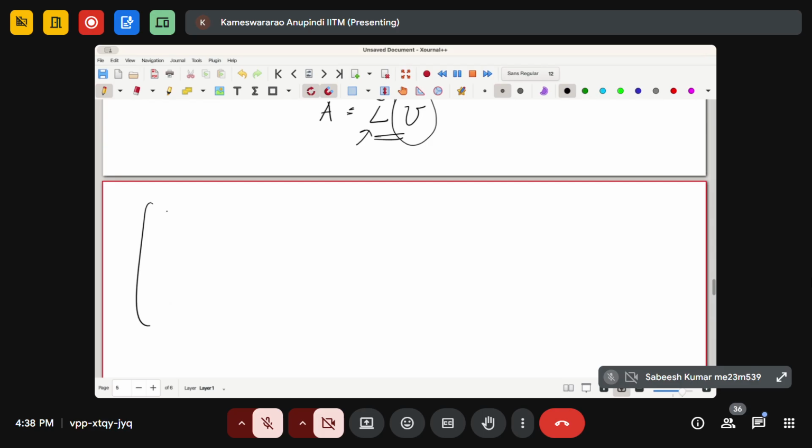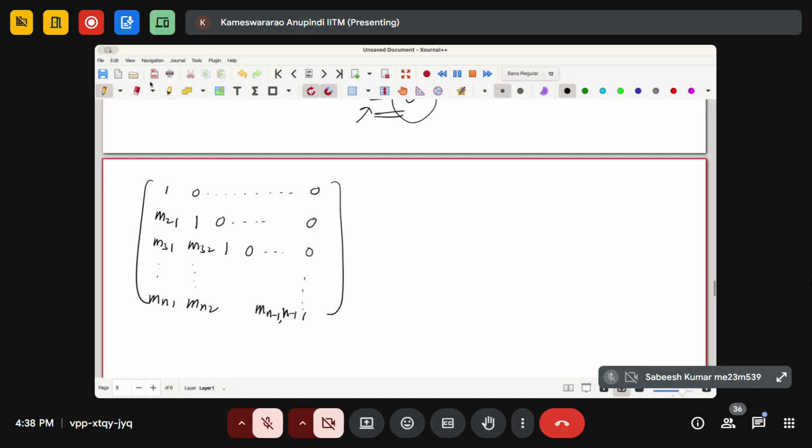let us say I have 1, 0, 0, 0, 0 all the way to 0. And then I have M21, M31, and so on to Mn1. So these are the multipliers. So instead of throwing them away after performing row operations, I'm going to keep them. Similarly, this is going to be 1, 0 all the way to 0. Then I have M32 all the way to Mn2. Then I have 1, 0 all the way to 0. And then this is going to be 1. Okay, so these are all my multipliers. And then one before that is going to be Mn minus 1, N minus 1, right? That is my multiplier before this. So how is this matrix looking like?